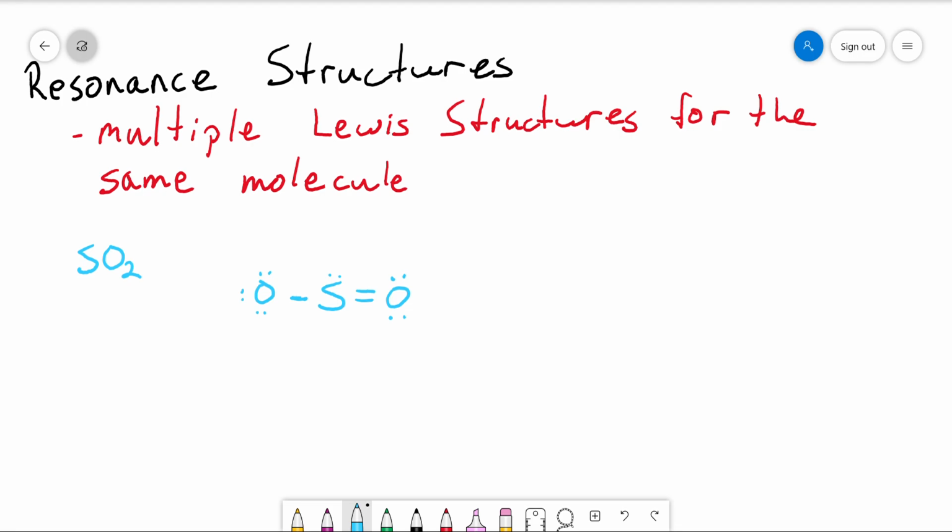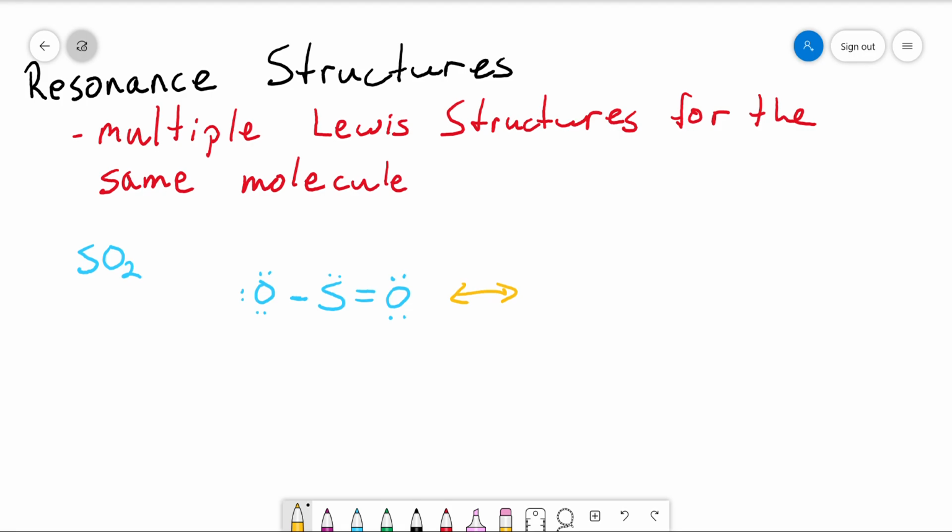Now, at the time, you may have wondered, well, why do we put the double bond to one side and not the other? And maybe even in class you would have asked me that. The reason is there is no good reason, okay? It actually has to go to both oxygens.